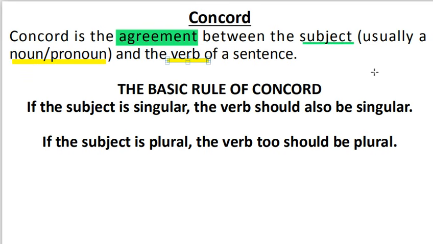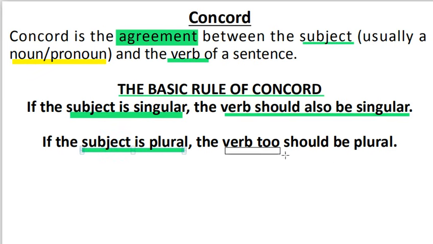This agreement in most cases is in terms of number, singular and plural. The basic rule of concord is that if the subject is singular, the verb should also be singular. If the subject is plural, the verb too should be plural. So when the subject is singular and the verb is also singular, or the other way around, when the subject is plural and the verb is also plural, we say that the subject and the verb agree. This agreement is what we call concord.